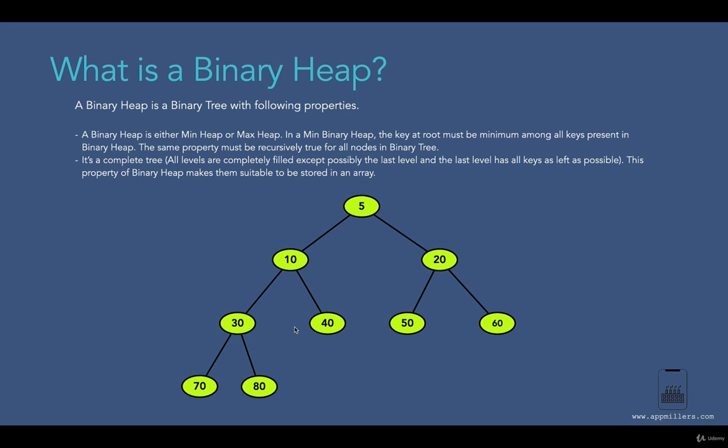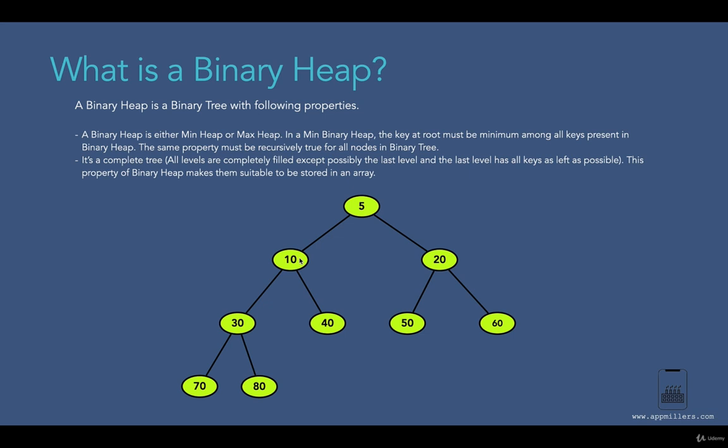From this picture we can easily see that this is a minimum heap. The root node is less than its children. Here you can see that 5 is less than 10 and 20. Similarly for the left subtree, 10 is less than 30 and 40, and 30 is less than 70 and 80. And it's applicable for the right subtree as well. Again you can see that 20 is less than 50 and 60. So this means that this is a minimum heap. But in case of maximum heap, root is greater than its children. So hopefully you have understood what a binary heap is.